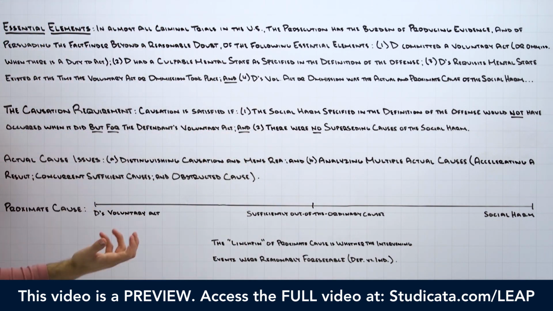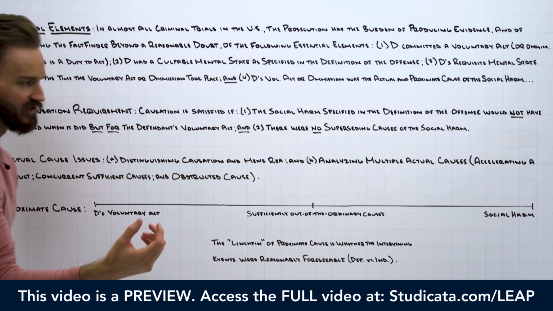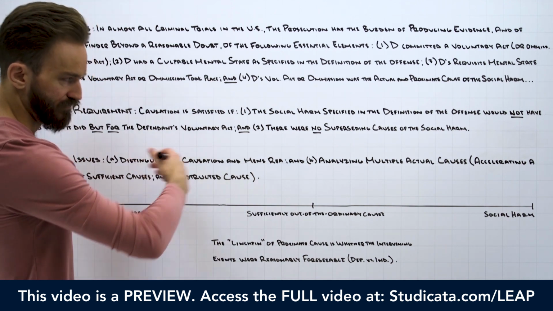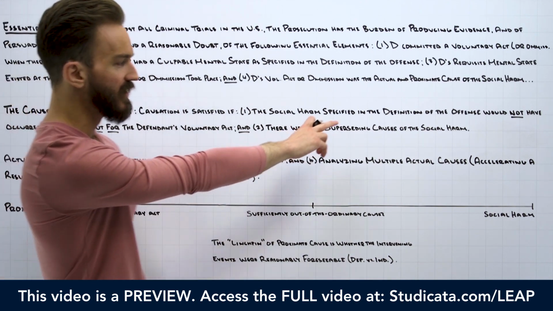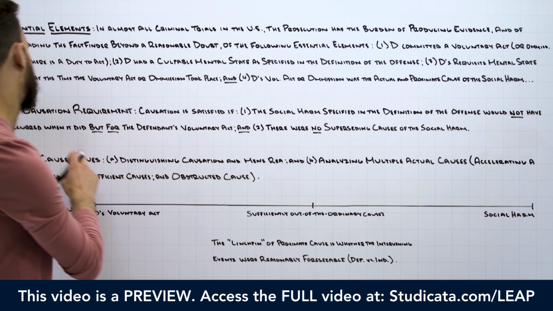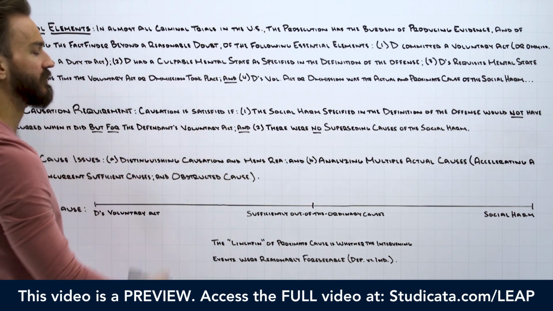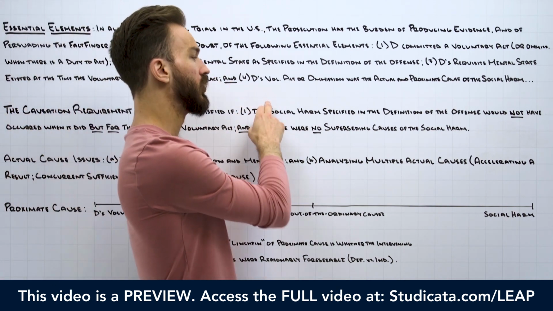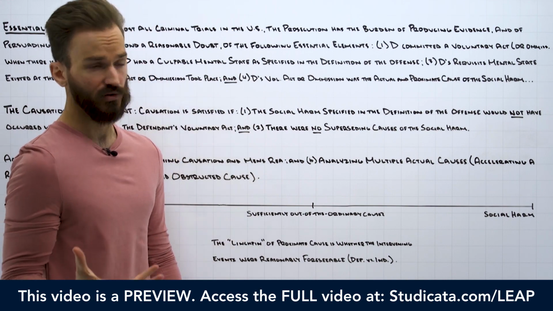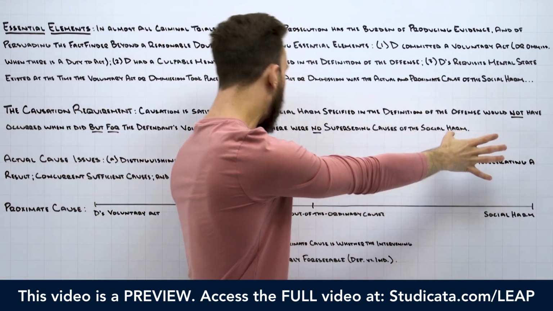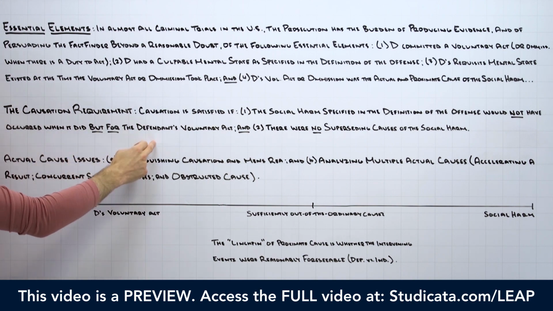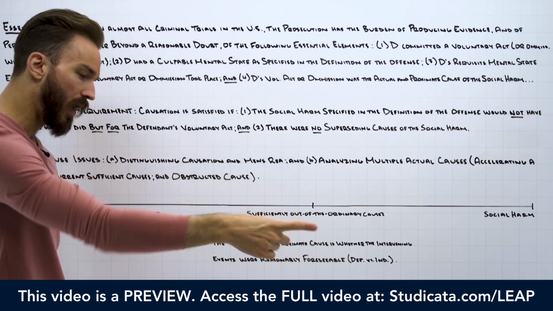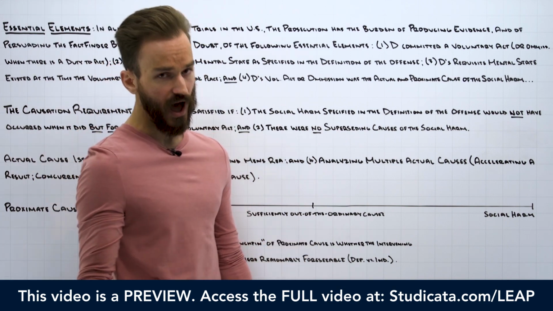Was the wife the actual cause here? Could the prosecution prove actual cause in that situation? Let's just plug it in, right? Can we say the social harm in the definition of the offense would not have occurred when it did, but for the defendant's voluntary act, right? Well, here, the husband would not have died when he did, but for the wife shooting him, right? But for the wife pulling the trigger to the gun, right?